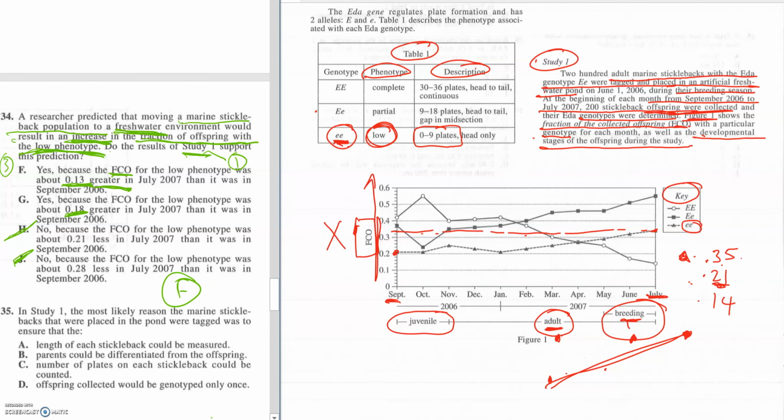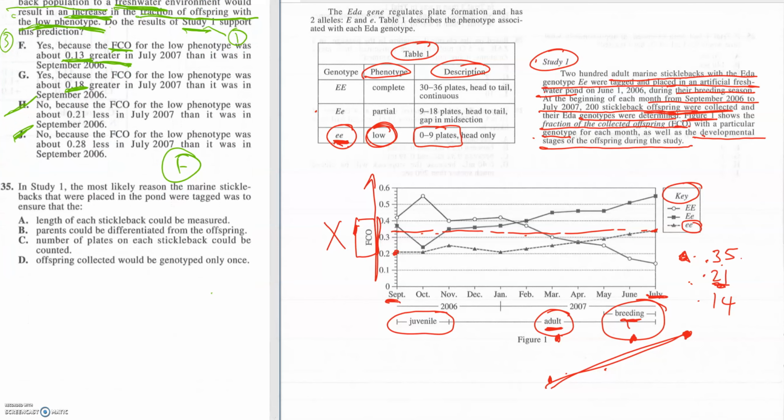All right, and now we have the last question. In study 1, the most likely reason the marine sticklebacks that were placed in the pond were tagged was to ensure that. Okay, so study 1, first step, what was the likely reason that they were tagged? All right, study 1, 200 adult marine sticklebacks with the EDA genotype EE were tagged and placed in an artificial freshwater pond, and then the offspring. So the point was they collected the offspring. They put in adults and then they collected the offspring.